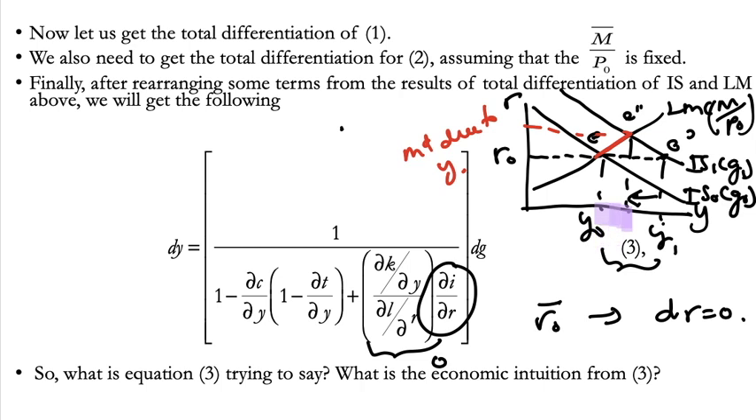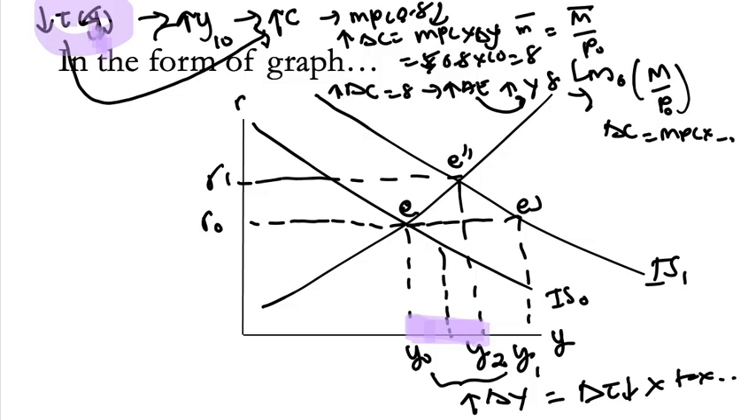Remember, G is a direct component of IS. So if G increases by 10 in the first stage, income also increases by 10. But for the tax case, if tax decreases by 10, income increases by 10.